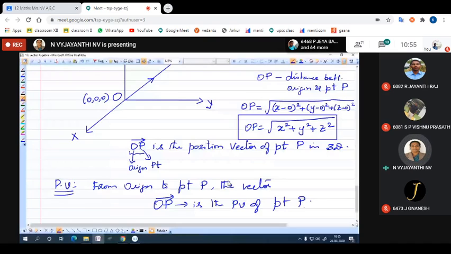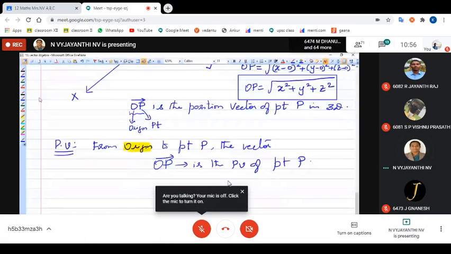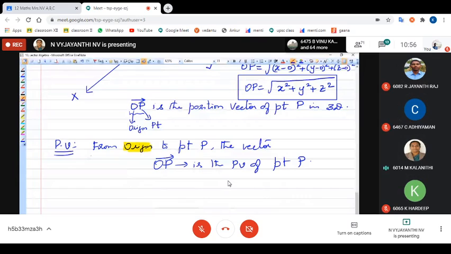So position vector means it will be the distance as well as the direction of the point P from origin. The important thing which we have to remember is this origin. So position vector includes only the direction and distance of a point from origin. Got it? Got it, ma'am. Can you hear me? Yes, ma'am.